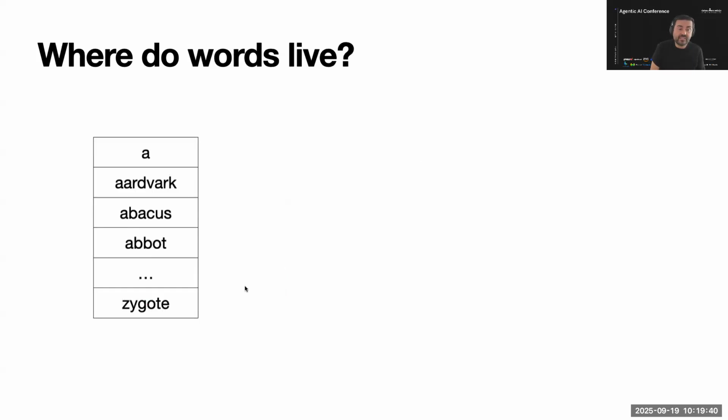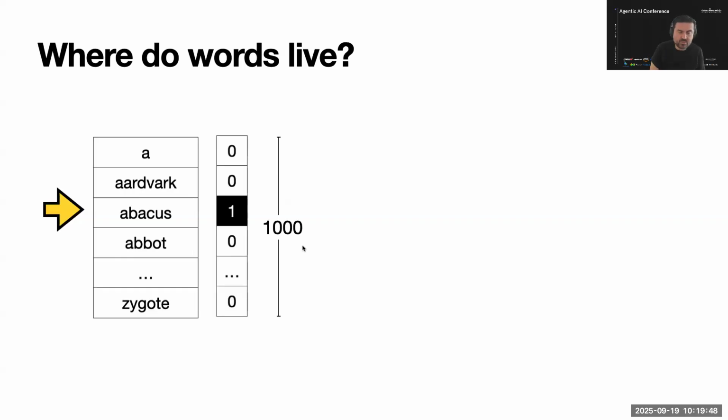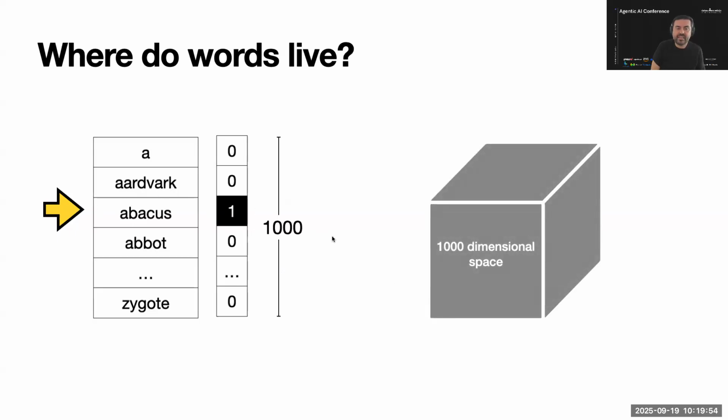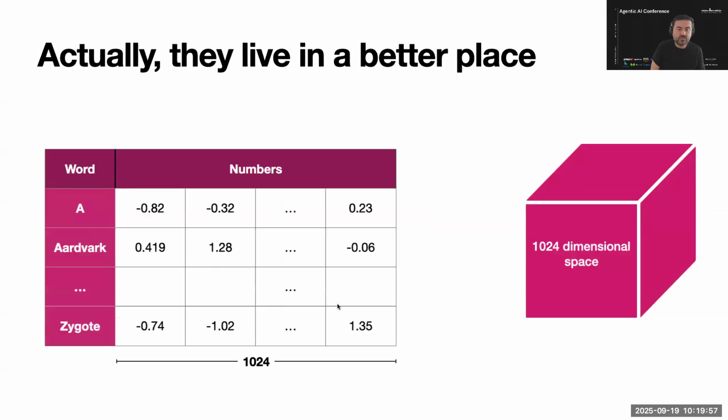Where do words live? The simplest embedding, the original one before embeddings got smart, was basically saying, if you have 1,000 words, I'm going to put a 1 for the word that I'm looking at and 0 for everything else. So I live in 1,000-dimensional space. Of course, we have better. We have embeddings, which bring every word to 1,024 dimensions. That means words live in 1,024-dimensional space. So let's remember that even though I can only draw 2 or 3 dimensions, because I can only imagine those, picture things happening in 1,000-dimensional space.